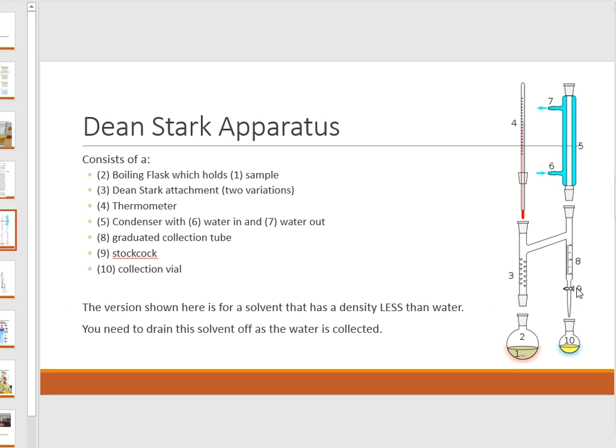And then number 9 in this depiction is a stopcock that allows you to drain stuff off if you need to drain things off. And number 10 over here is the collection valve. So this Dean Stark apparatus uses number 9 and number 10, and some versions do not. The rest of it they use, but number 9 and number 10 can sometimes be missing.